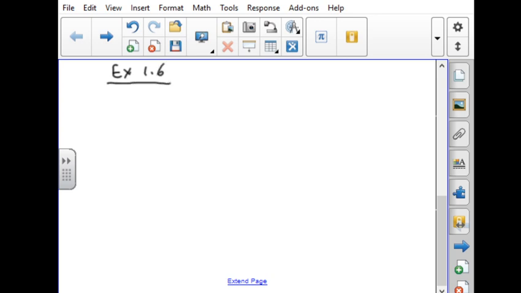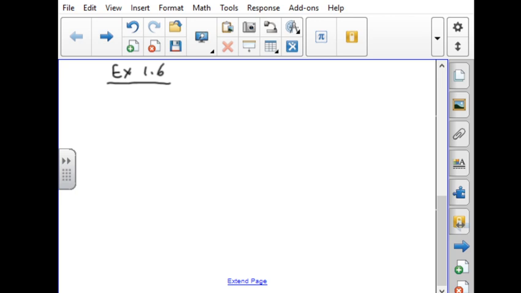So exercise 1.6, the first question is: test for consistency and, if possible, solve the following system of equations by the rank method. First we are going to test whether the given equation is consistent or not, and if it is consistent, we are going to find the solution by using the rank method.